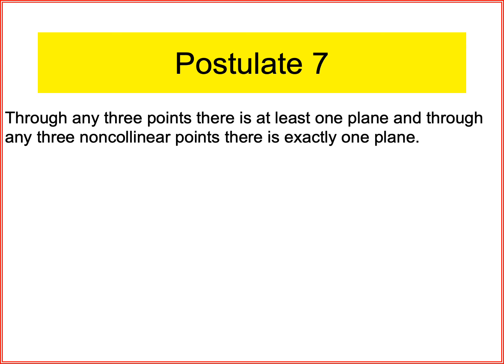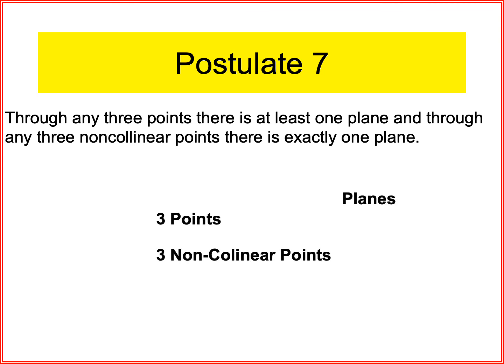But as soon as we have 3 non-collinear points, think of the vertices of a triangle, there's only 1 plane or 1 flat surface that can touch all 3 points at the same time. So if you just have 3 points and it doesn't tell you anything more descriptive than that, then you can say at least there's 1 plane. But if it tells you that there's 3 non-collinear points, then there's only 1 plane. Boy, these are some test questions right here.